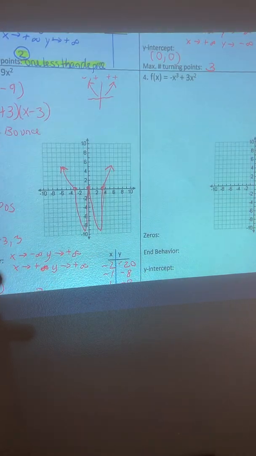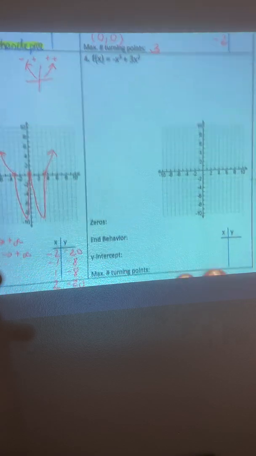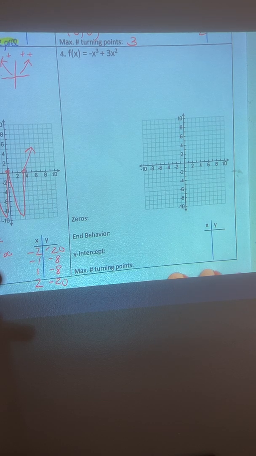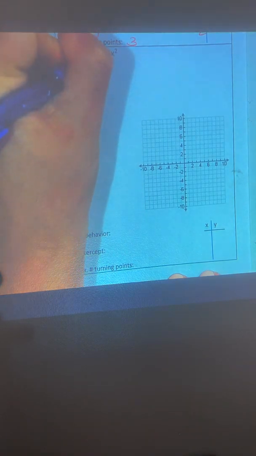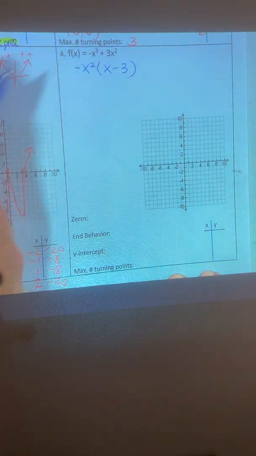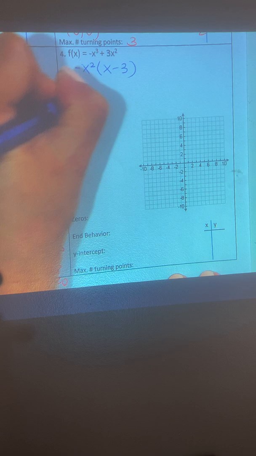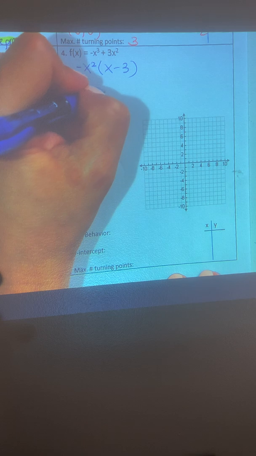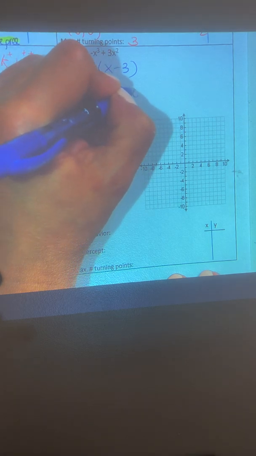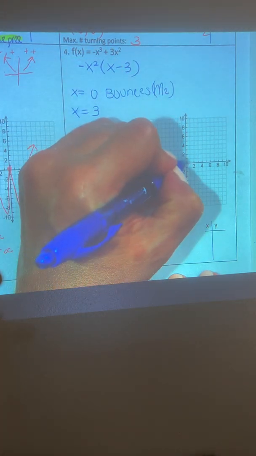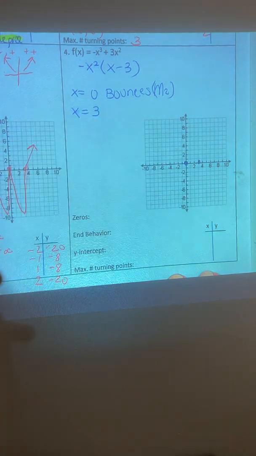And the last one. Taking out a greatest common factor is x squared. And negative x squared, sorry. And I'm left with x minus 3. Okay, so x equals 0 and x equals 3. Again, look at that. We know it's going to bounce. Bounces, because that is a multiplicity of 2. Okay, we got 0 and we have 3.